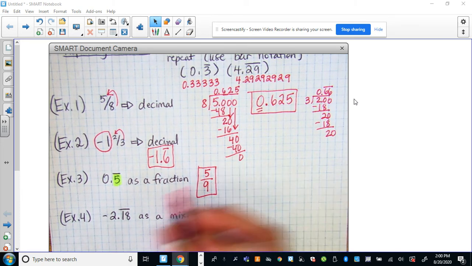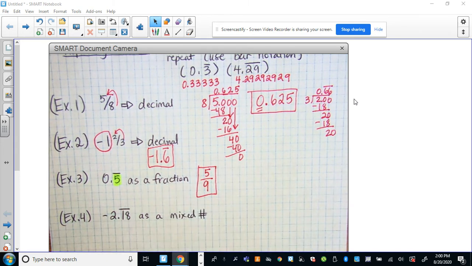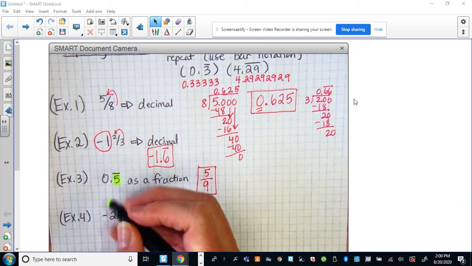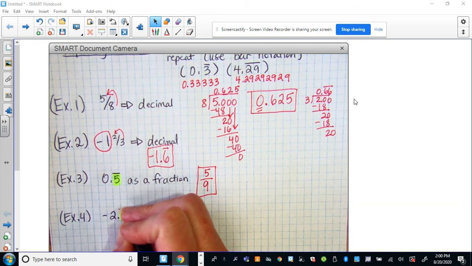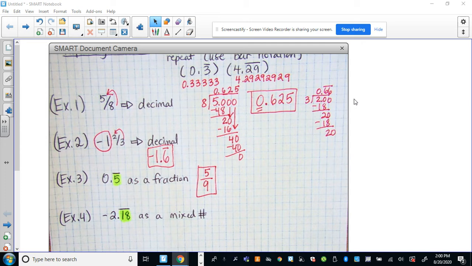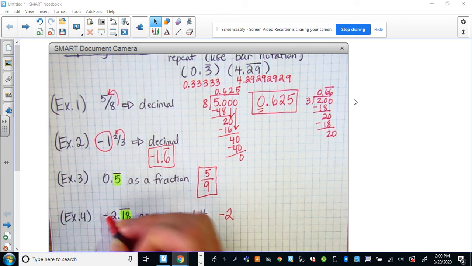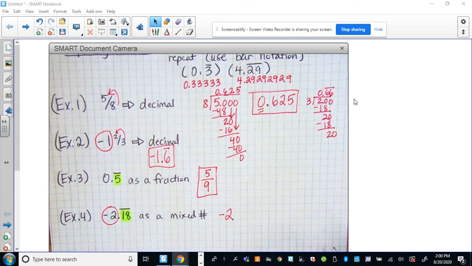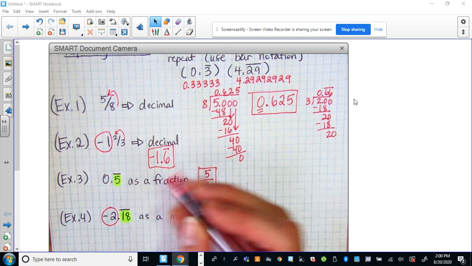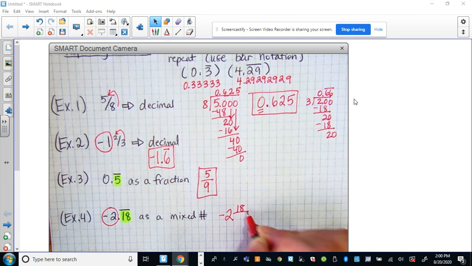So to make sure that you understand the 9 part, we're going to look at this mixed number. So this one's a little different because we have how many numbers repeating? 2, the number 18. So we have the -2, that's your base number or your whole number, and then we're going to have our fraction. So this number is the numerator, 18, and then on the denominator, it's not just 9. Since we have 2 numbers up here, it's actually going to be 99.